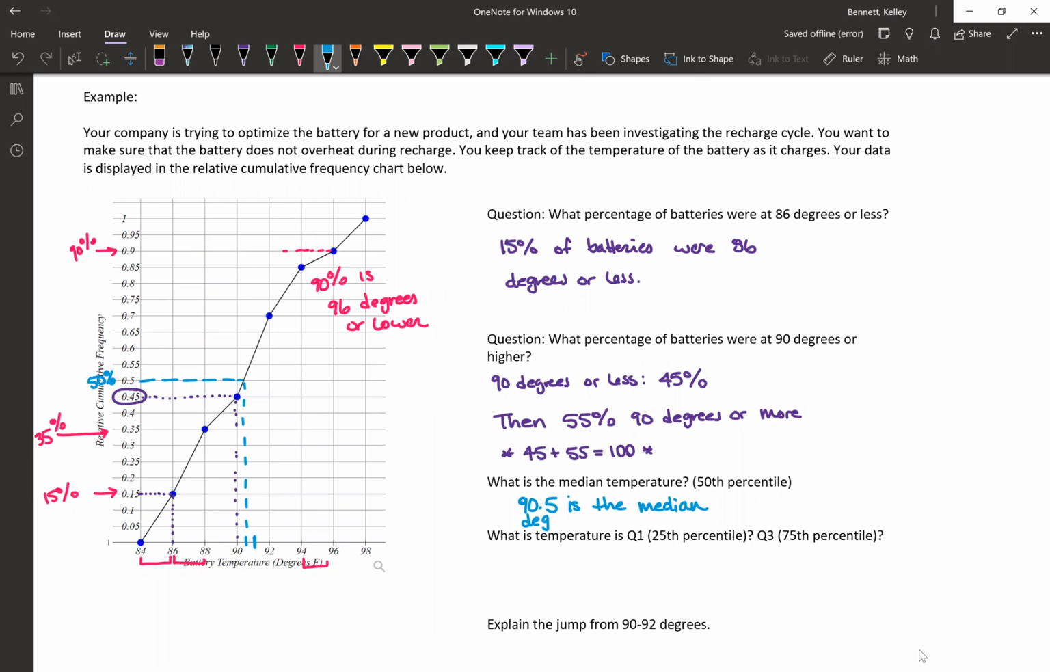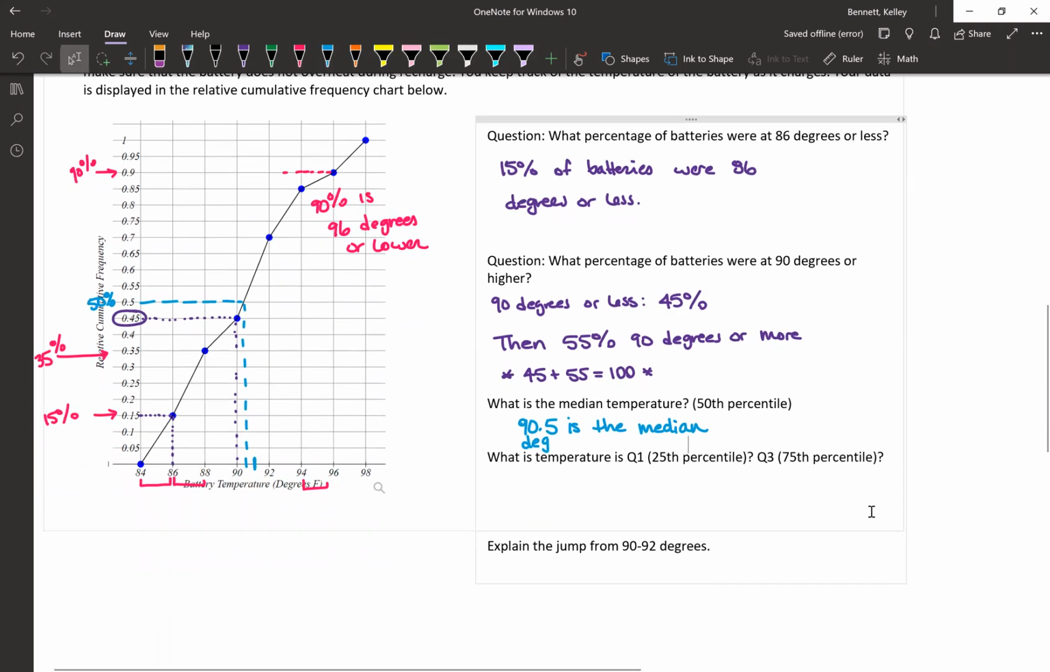All right, and then we want to look at where Q1 and Q3 are. So I'm looking for the 25th percentile and the 75th percentile. So the 25th percentile, I'm just looking for 25. I see it here. So here's 25%. I go to my graph and then I look down, and this appears to be right at 87. So this is Q1. I'm going to call it 87.